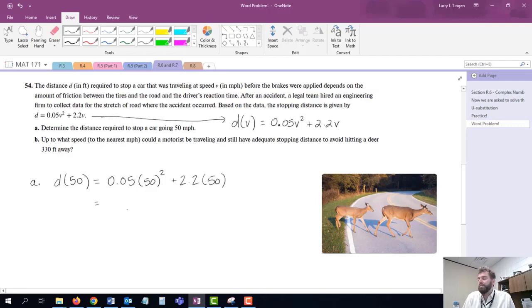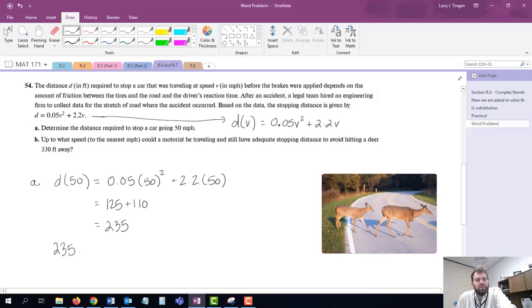I do some math. I square 50. I multiply by 0.05. That gives me 125. I do 2.2 times 50, which gives me 110. I add those two things together and end up with 235. This is a word problem. So the required distance is 235.